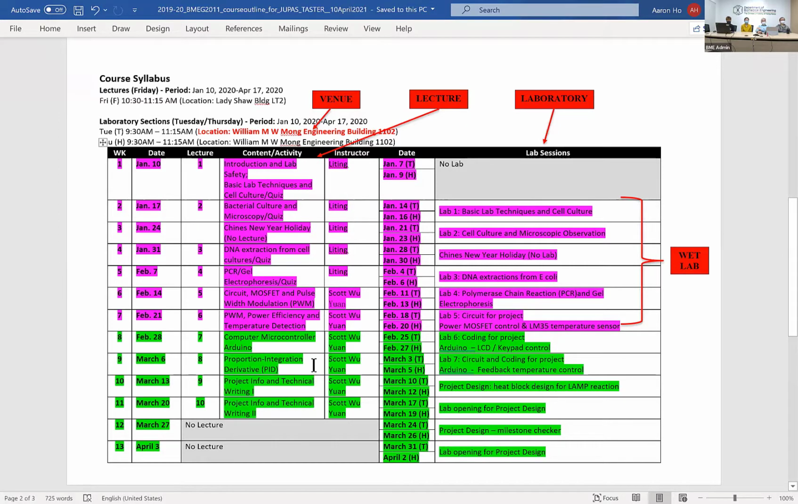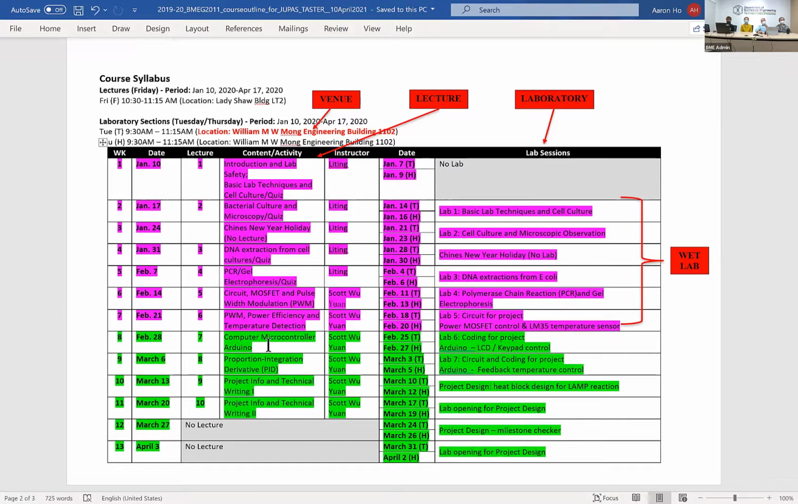The second part of the lab, highlighted in green, is what we call the dry lab. It's concerned with microcontrollers and computer-controlled hardware. This year, we are asking students to build a heater device, a constant heating device, to do DNA amplification for detection of a specific DNA. Let me take an example, for example, COVID-19 diagnosis.